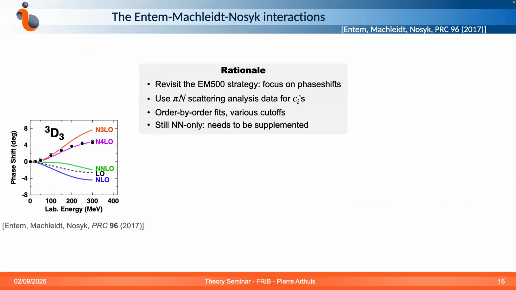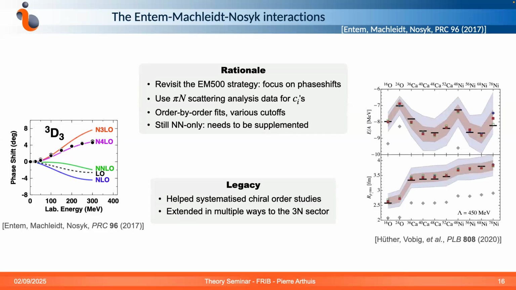More recently, the Entem-Machleidt-Nosyk interaction. So you take the same people as the old EM 500, and they came back with always this focus on phase shifts, using pion-nucleon scattering analysis data to fix the LECs. But then this time the interaction was available at several chiral orders, from leading order to next-to-next-to-next-to-next-to-leading order. Still two-body only, so it needs to be supplemented by a three-body force. But this pioneered a detailed study of the convergence properties of nuclear interactions, because you're able to look at different orders of the chiral expansion.